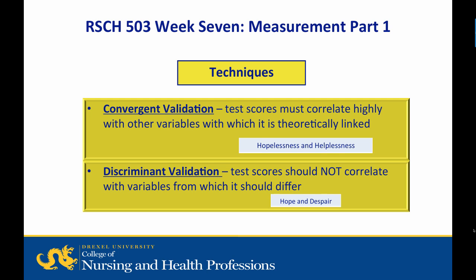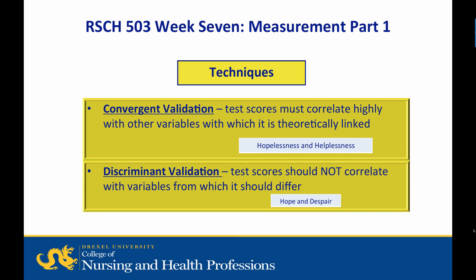Two additional construct validity techniques include convergent validation and divergent validation, or discriminant validation. In convergent validation, scores on the test or instrument must correlate highly with other variables that are theoretically linked to it. For example, in my own experience with instrument development, the construct hopelessness correlated with my construct of interest, learned helplessness. This high correlation provided additional construct validity to my learned helplessness scale.